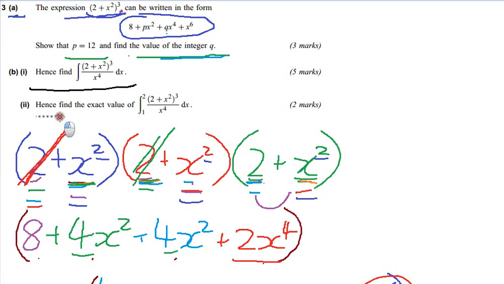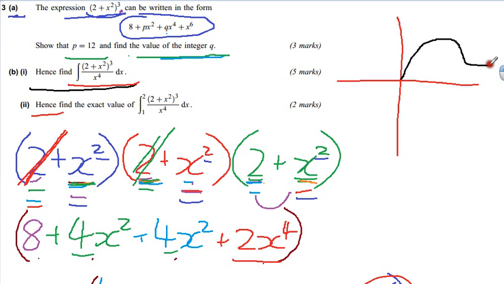So hence again, they love hence. Hence means use what you did before. So hence find the exact value of what we just did, but between 2 and 1. So when you integrate, you find the area under the graph. If you have a random shape like this, then what they're asking you to do is go between here is, say, number 2, and there will be number 1, and they'll say, what is this area in there?